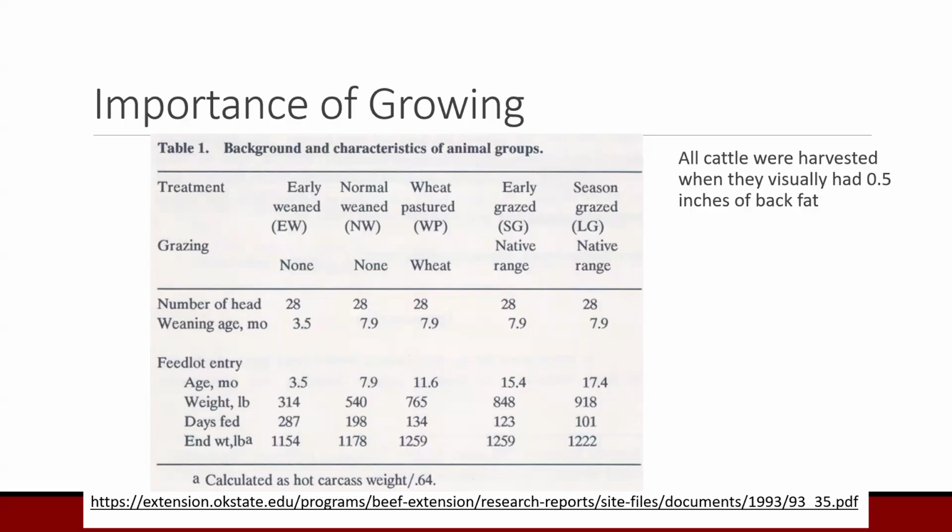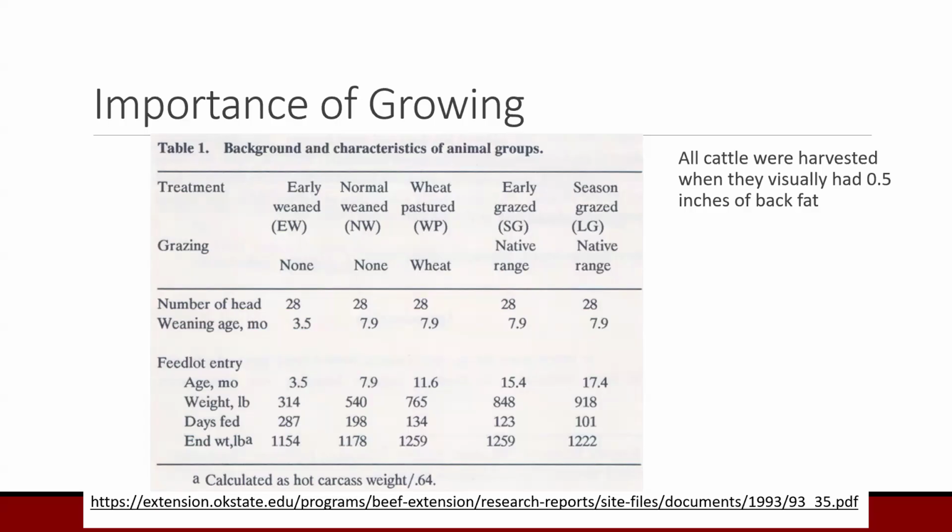So you can see the age of these animals at feedlot entry. So they entered the feedlot right after their early weaning of less than 4 months old. They entered right at weaning at 7.9 months. These guys, wheat, 12, 15, and then 17. Okay. So really light body weights at feedlot entry. Feedlot entry body weights were right at their weaning weight, right? 540 pounds. Grown on wheat were 765, 850, 920.